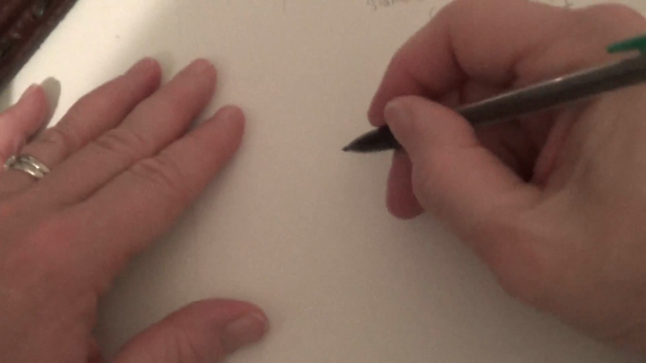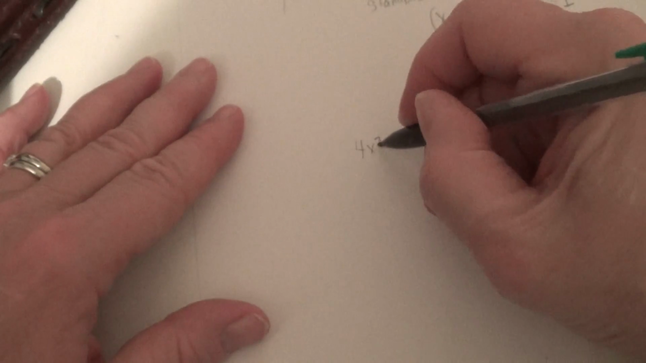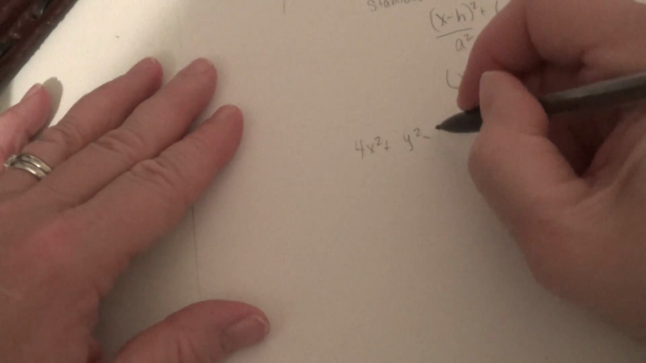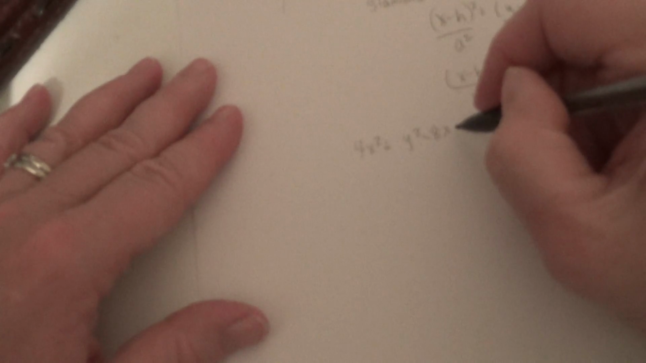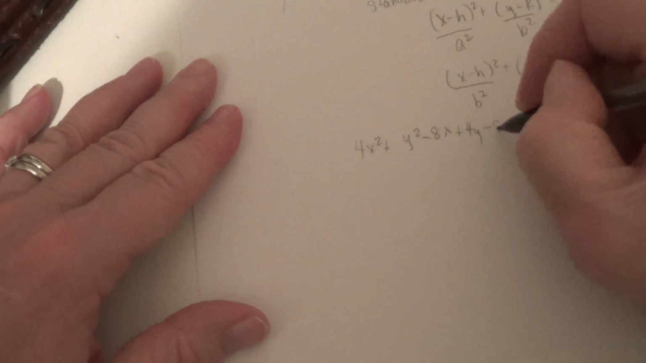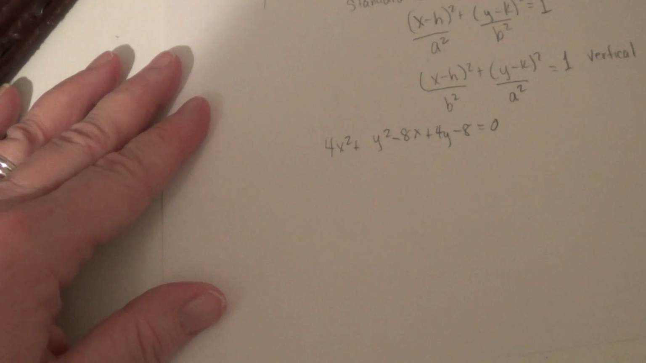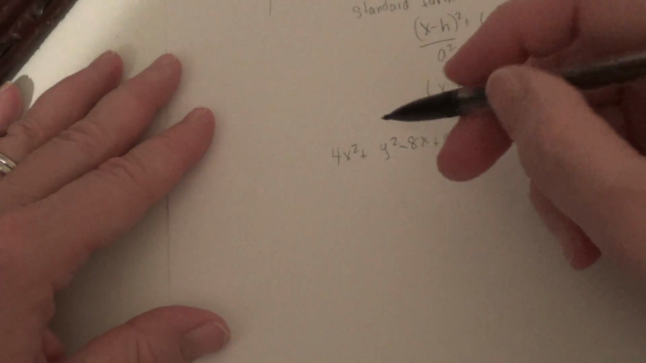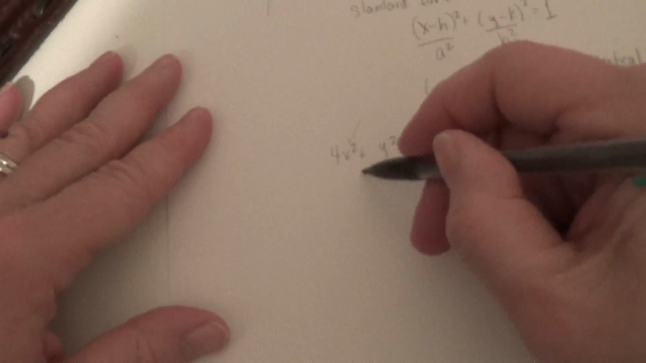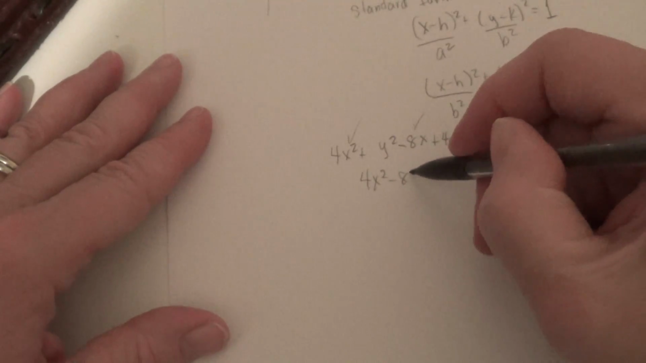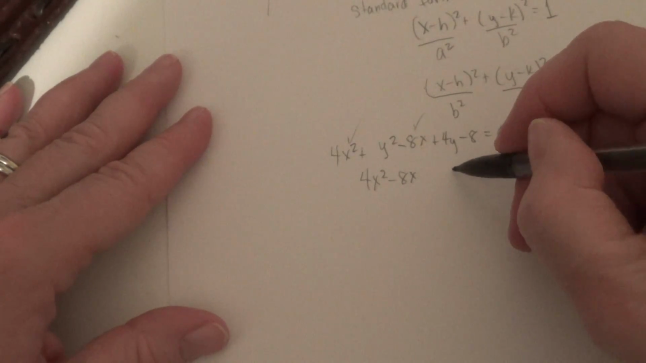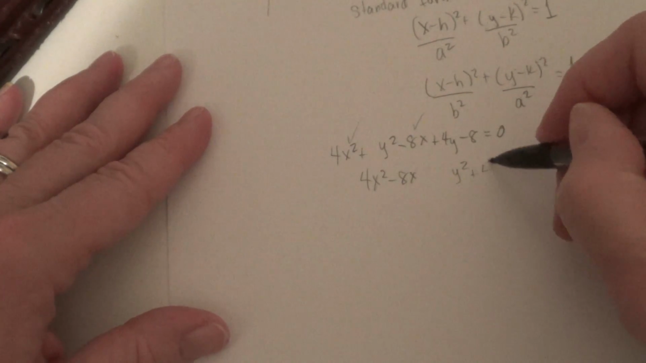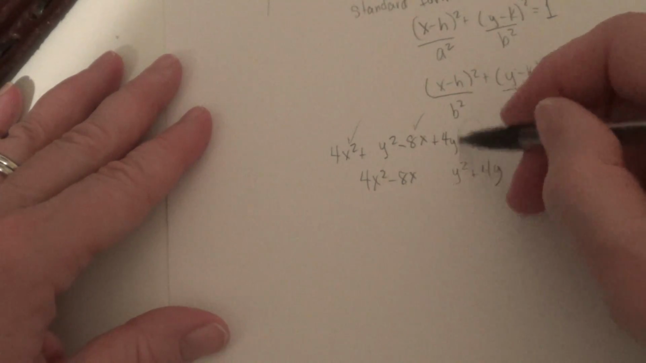All right, so similar to what we've seen, we start with general form. And this one happens to have this equation in general form. 4x squared plus y squared minus 8x plus 4y minus 8 equals 0. So I gather my x terms together, and I gather my y terms together, just like the circle so far, and I'll move the constant to the other side.